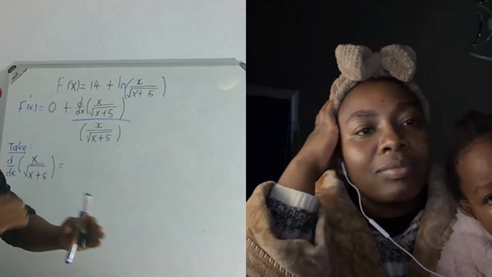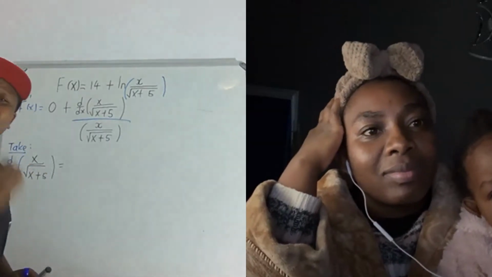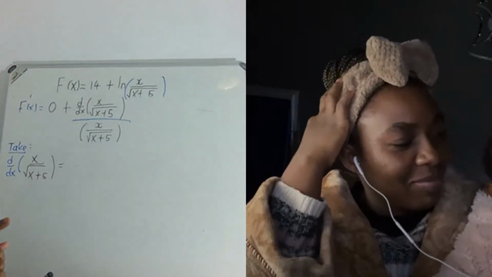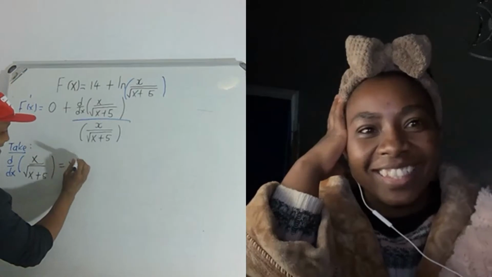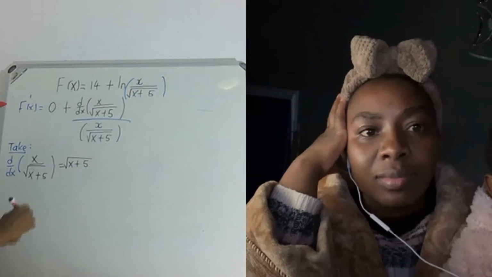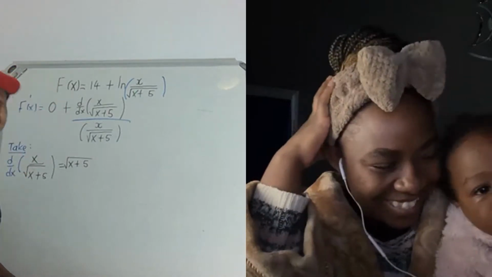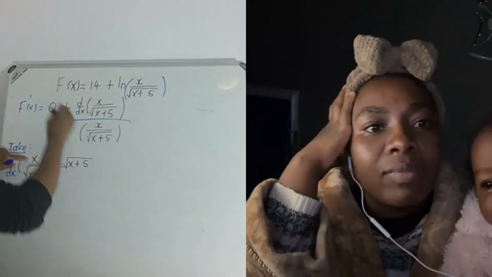Division. Yes, division. Since it's division, how are we going to say it? The denominator must be constant. So the denominator is going to be constant: x plus 5 is constant. And then we differentiate the numerator. So we put this denominator constant, and then we differentiate the numerator.